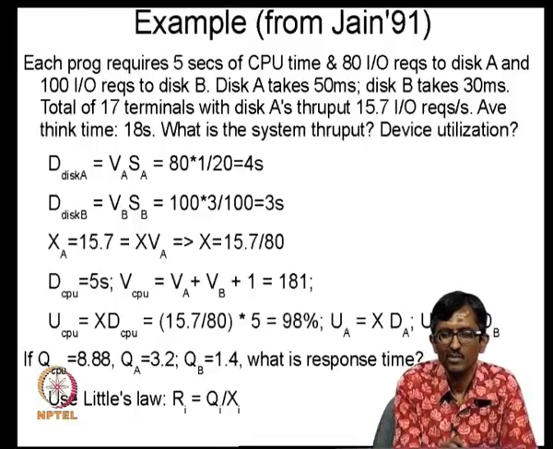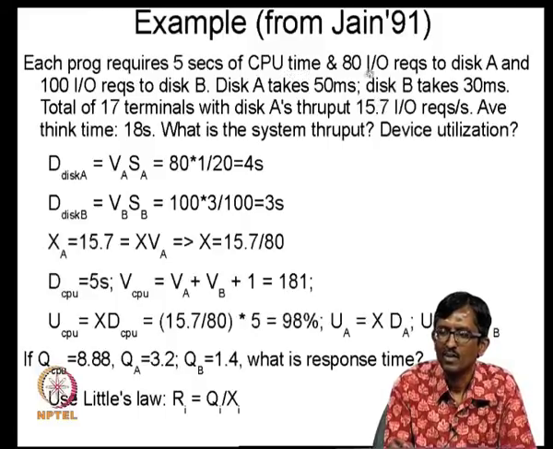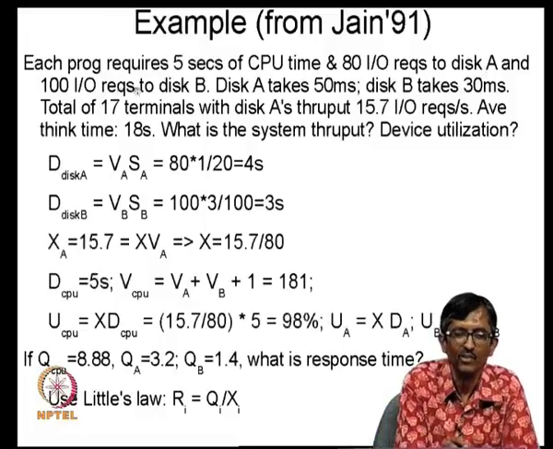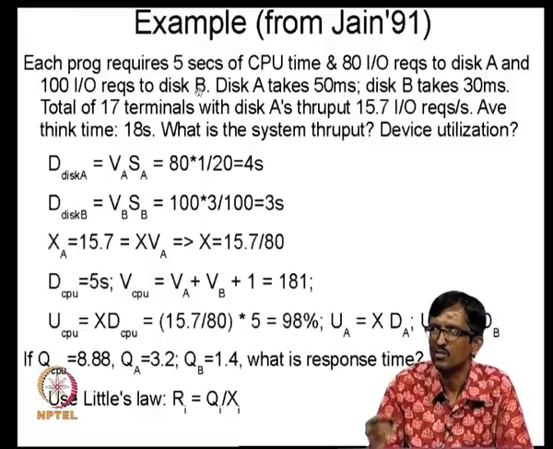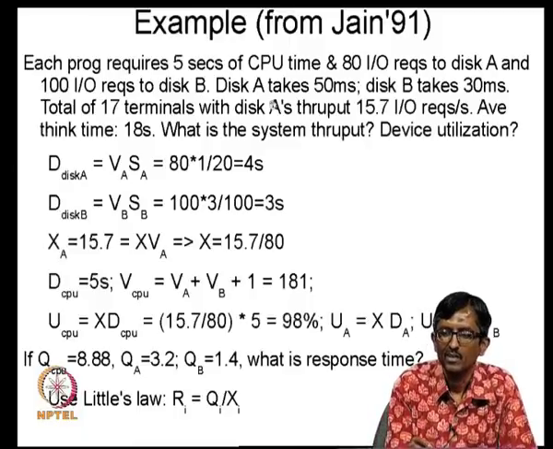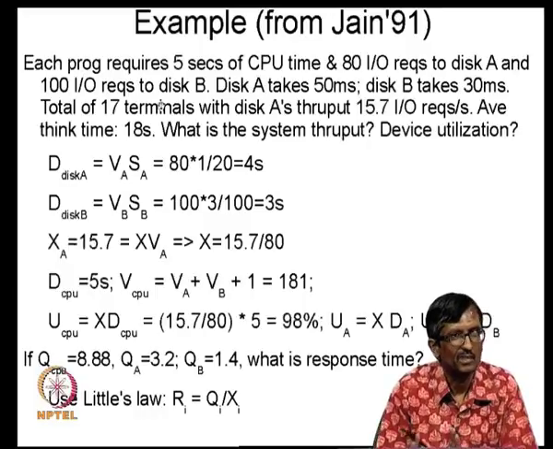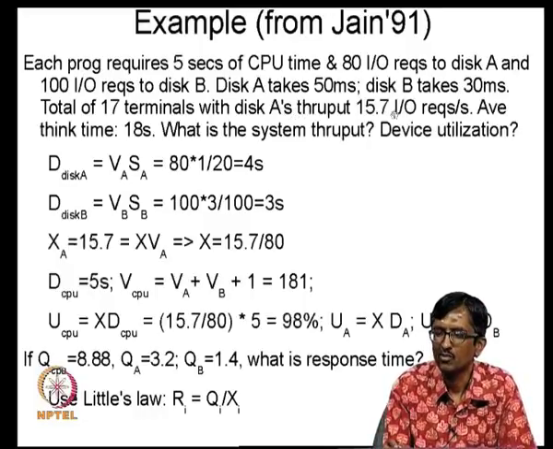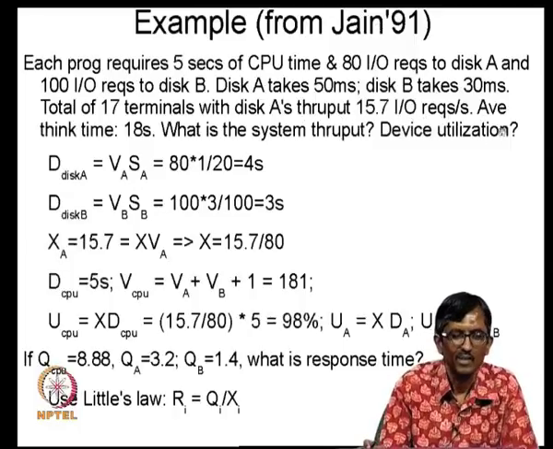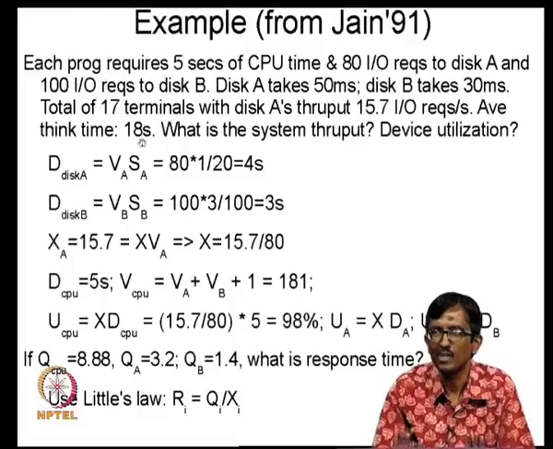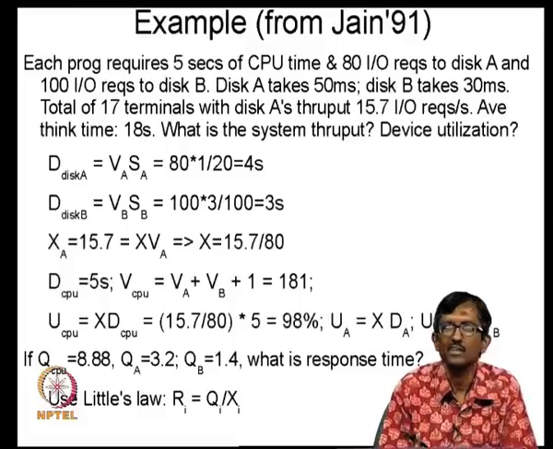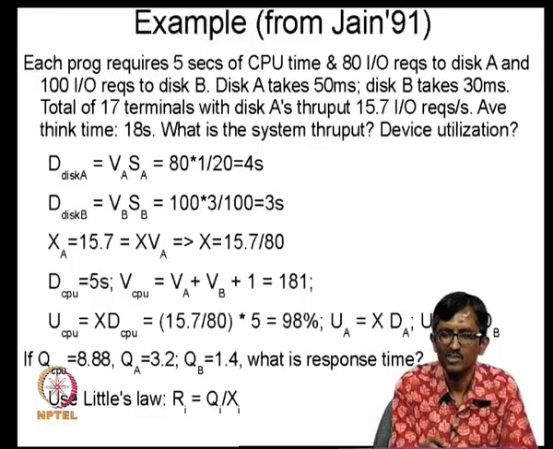Suppose there is a program which requires 5 seconds of CPU time, and for getting that program completely done, it requires 80 IO requests to disk A and 100 IO requests to disk B. That is, it has to go to disk A so many times to get something done. Disk A takes 50 milliseconds, disk B takes 30 milliseconds. There are a lot of terminals, and disk A's throughput is 15.7 IO requests per second. I have taken the example from a book. And average think time is 18 seconds, because people sitting in front of a terminal typically take 18 seconds before they make a request. The question is, what is the system throughput?